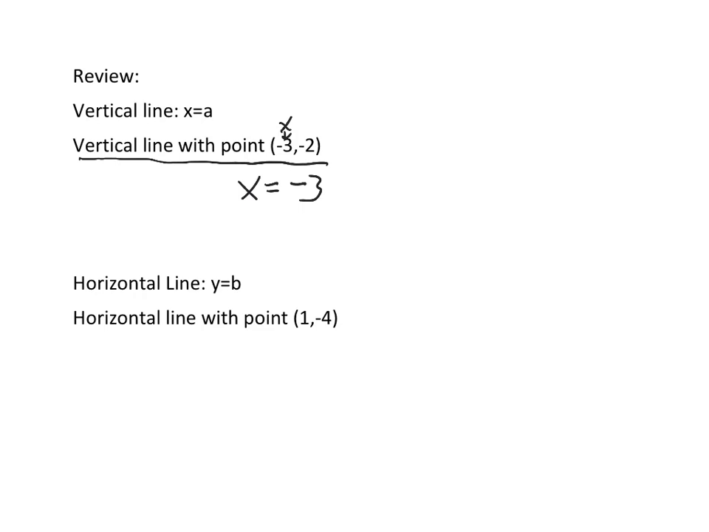A horizontal line is a line where the y coordinate is always y equals some number. So if we wanted to write a horizontal line with the point 1, negative 4, negative 4 is the y coordinate. That will never change. So the horizontal line through the point 1, negative 4 is y equals negative 4.